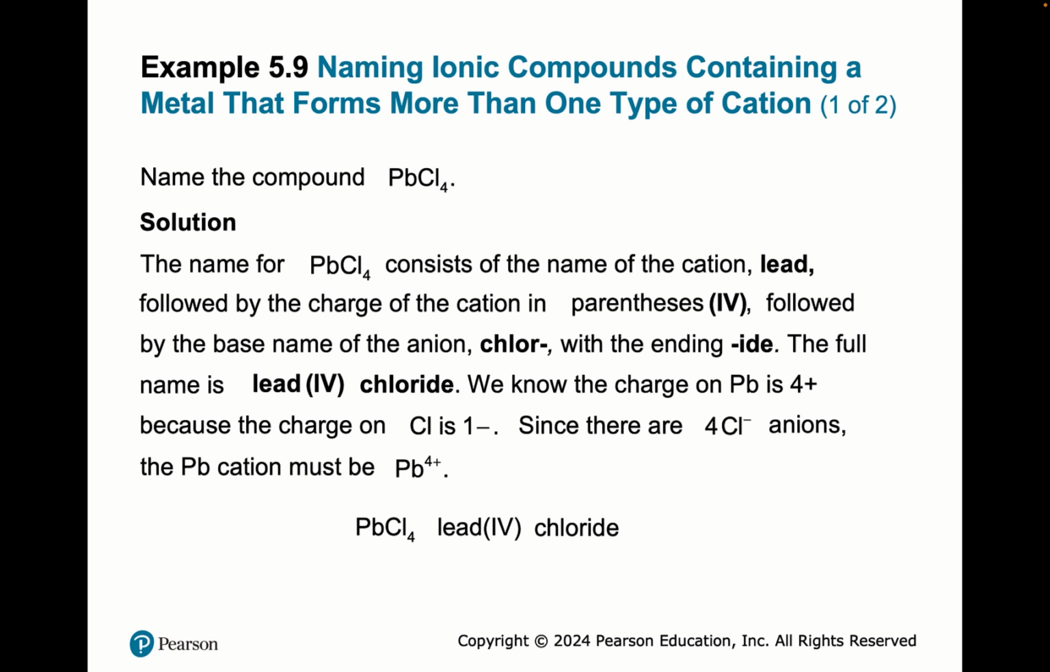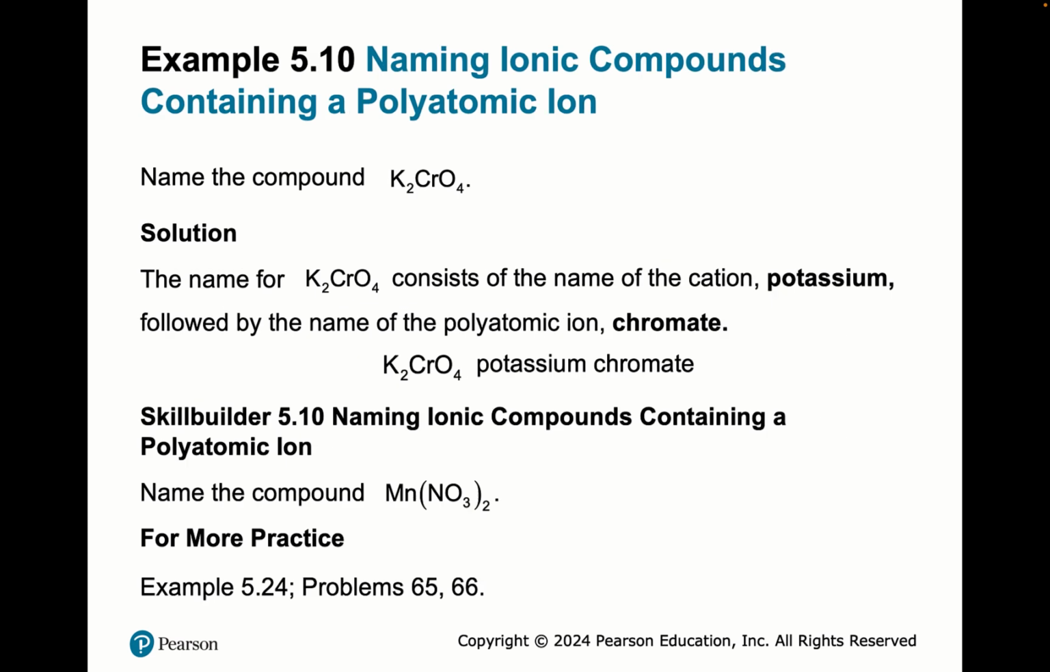So naming compounds that have more than one type of cation. So with lead and chlorine here, the Cl has a -1 charge. The 4 -1s means that the lead is +4. So you name this as lead chloride, and for the 4 you say the Roman numeral IV in parentheses. So this is lead(IV) chloride, so 1 less than 5 for lead 4.